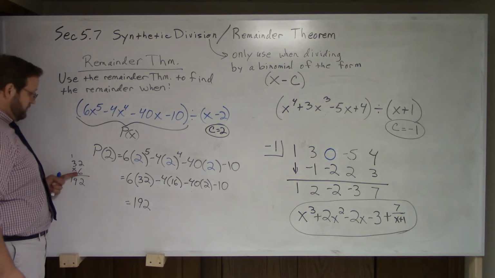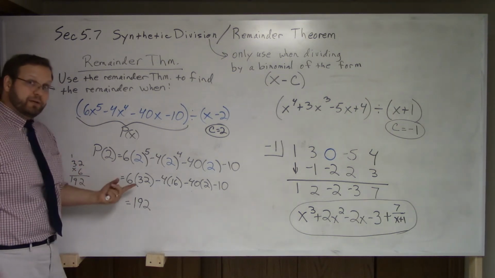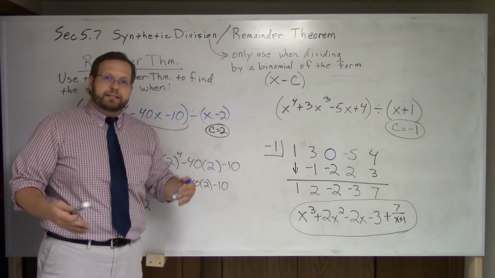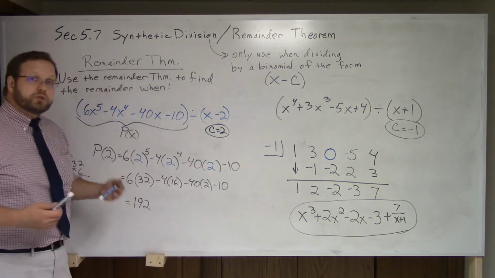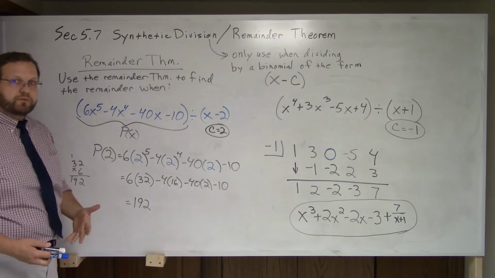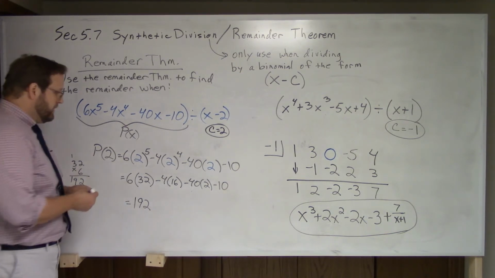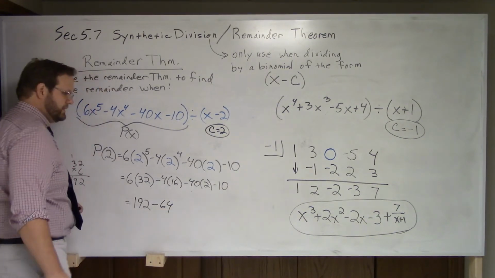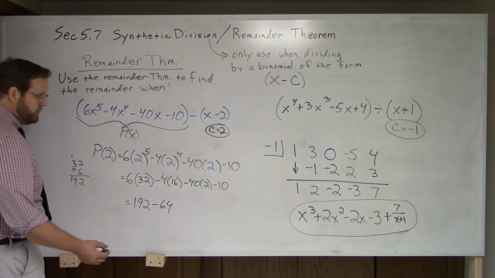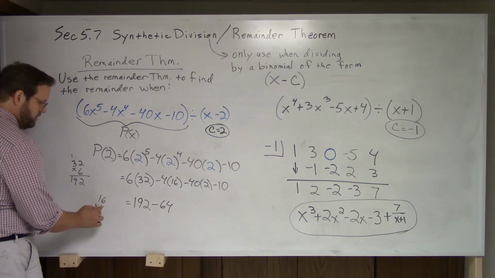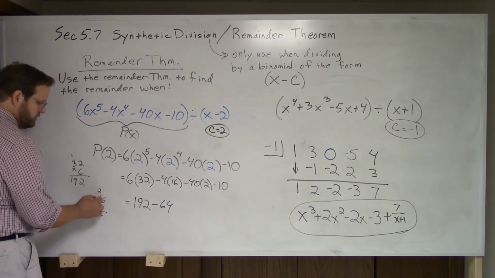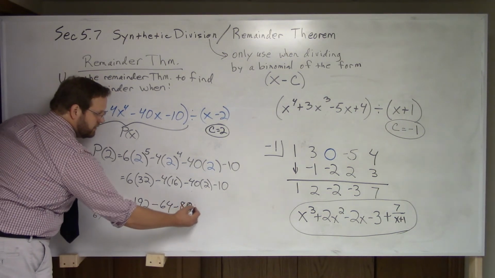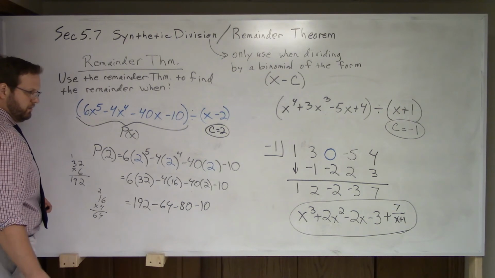But all I did was I multiplied the 1's digit and then the 10's digit. That's exactly what I did before. I took 6 times 30. 6 times 3 is 18, throw on a 0, so I got 180. And then 6 times 2 is 12. Then I added that 12. So 180 plus 12 gave me the 192. Then minus 4 times 16, that's 64. Again, if you want to, 16 times 4, that's a 24. Carry the 2. 4 times 1 is 4, plus 2 is 6. Minus 80 minus 10.